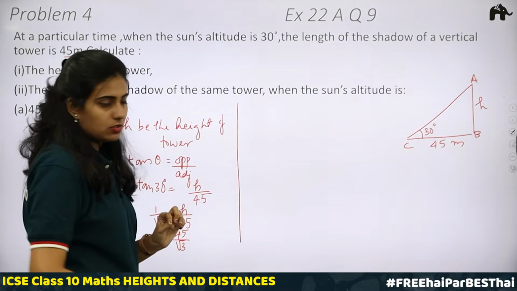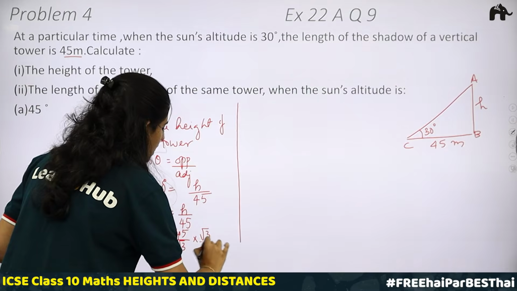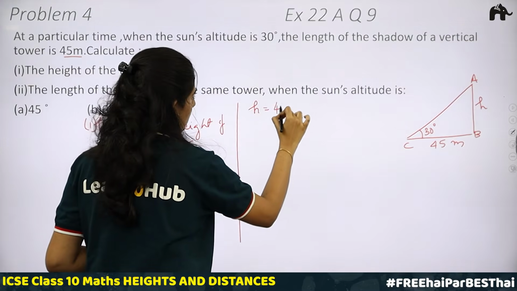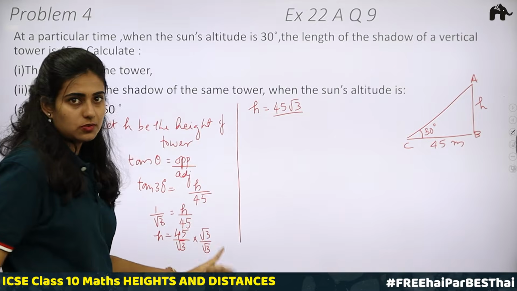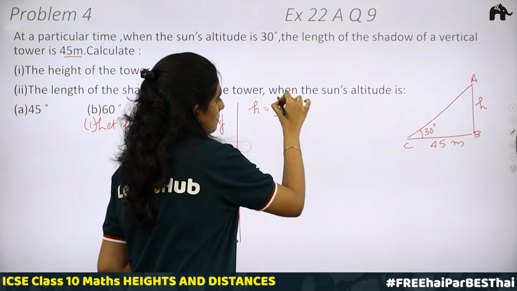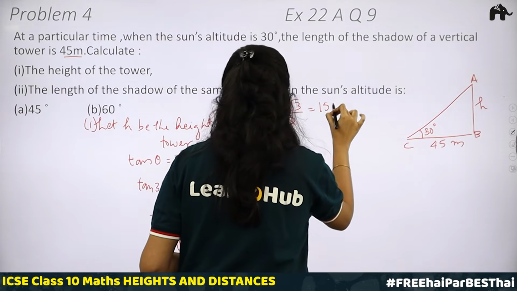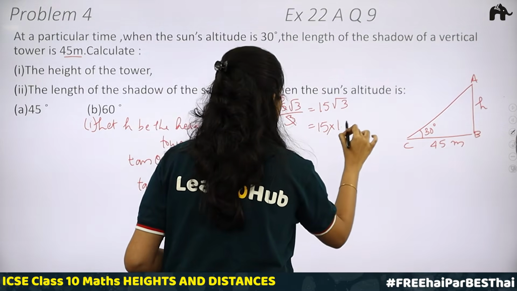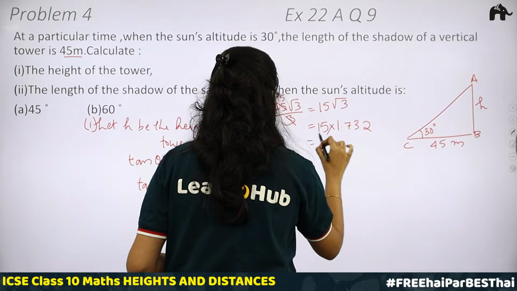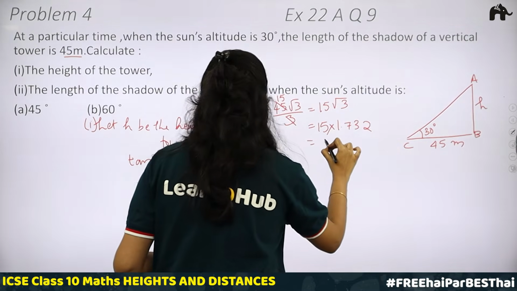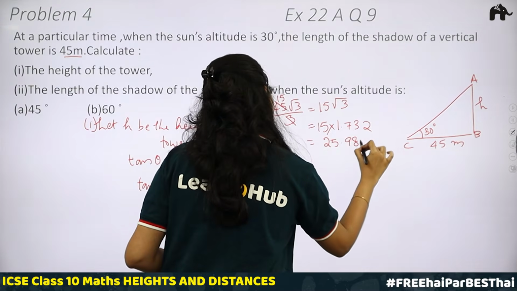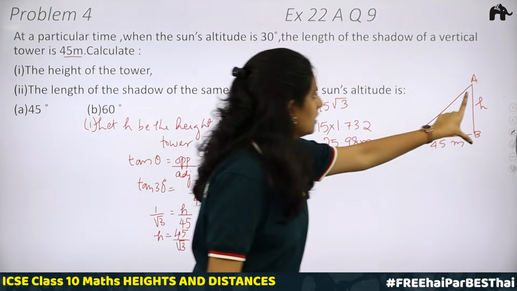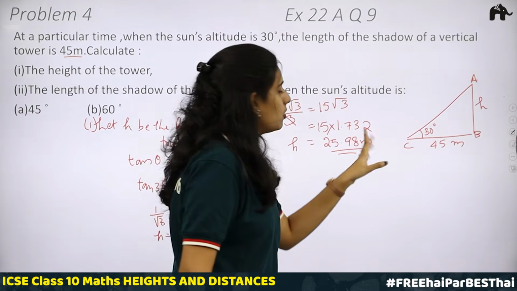Okay, in the denominator we are having a root. So what we do is multiply numerator and denominator with root 3. You will be getting H is equal to 45 root 3 divided by root 3 into root 3, which is 3. 3 into 15 is 45. So, 15 root 3. We know the value of root 3, so 15 into 1.732. The final answer on multiplying 15 into 1.732 is 25.98 meters. 25.98 meters is the height of the tower. The vertical tower is of height 25.98 meters.